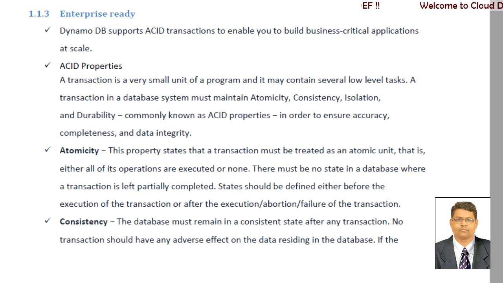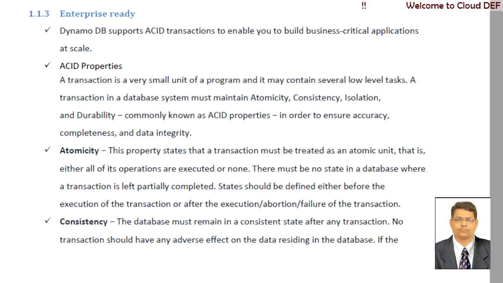Atomicity. This property states that a transaction must be treated as an atomic unit, that is, either all of its operations are executed or none. There must be no state in a database where a transaction is left partially completed. States should be defined either before the execution of the transaction or after the execution/abortion/failure of the transaction.